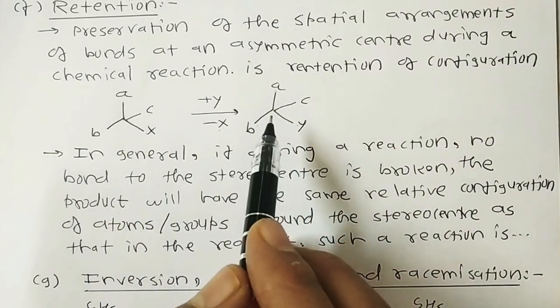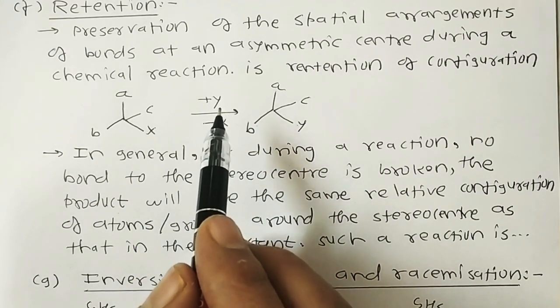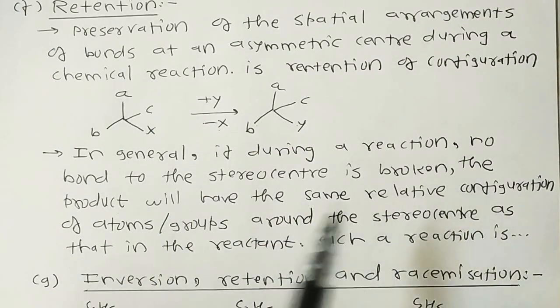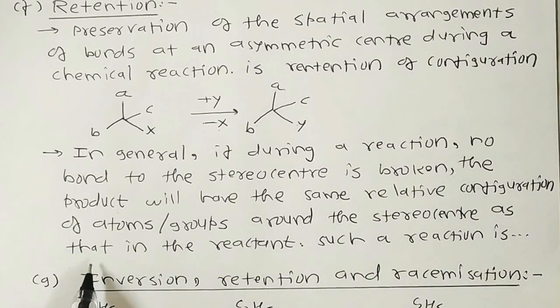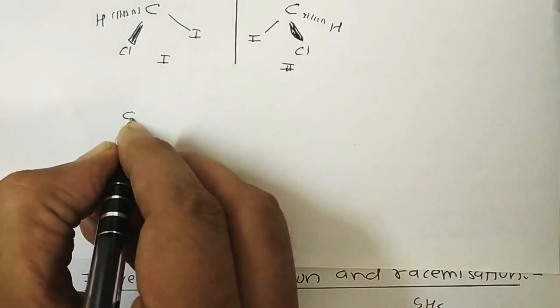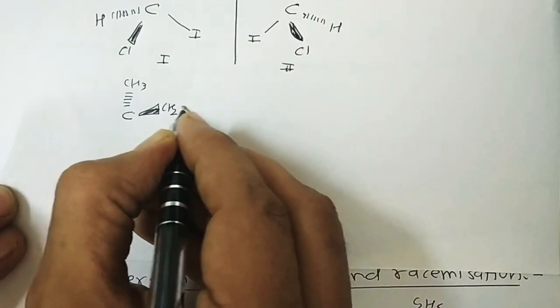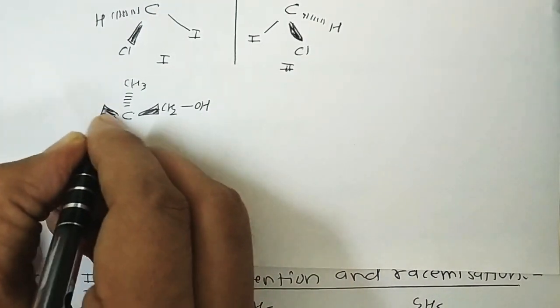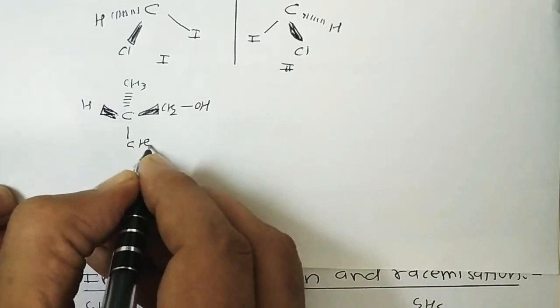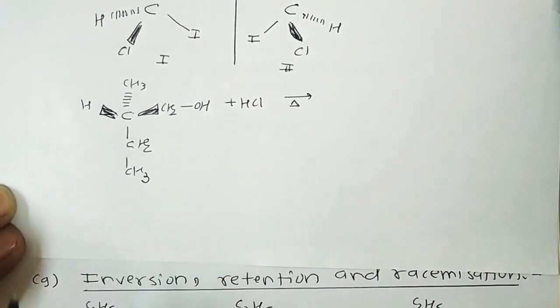So in general, if during a reaction no bond to the stereocenter is broken, mind well, no bond to the stereocenter is broken, the product will have the same relative configuration of atoms and groups around the stereocenter as in the reactant. For example, consider C with CH3, CH2OH, H, and CH2CH3, reacting with hydrochloric acid, where heat is required.